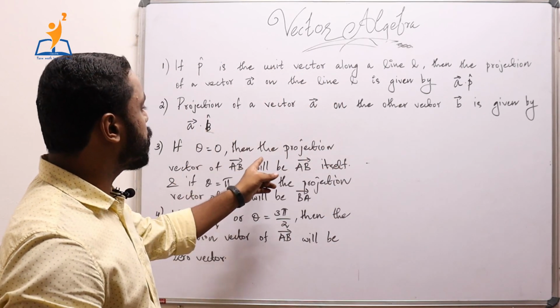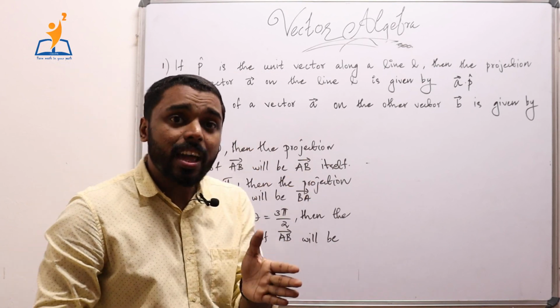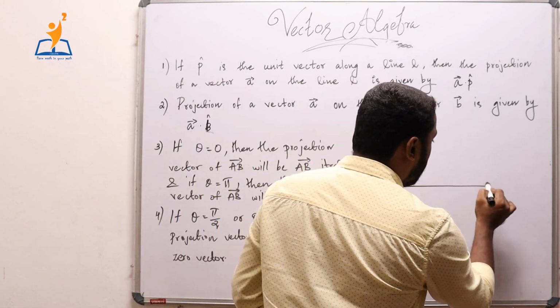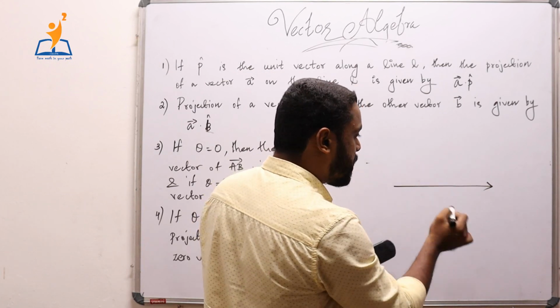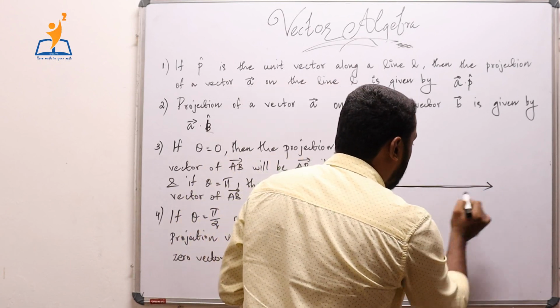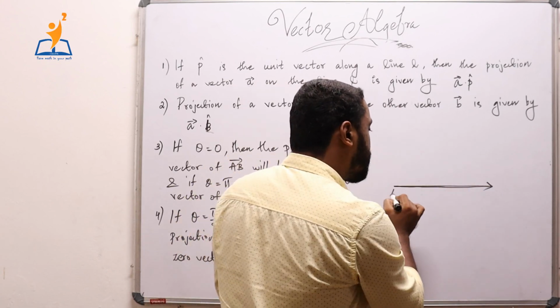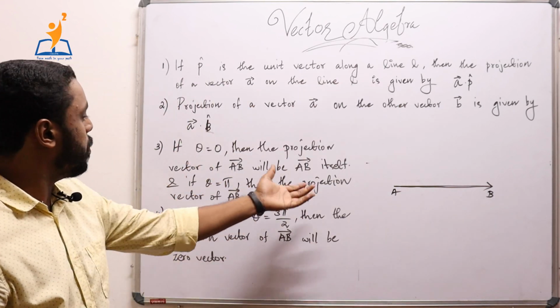If theta equal to 0, then the projection vector of AB will be AB itself. Theta equal to 0 means that if we are given a vector and the vector itself projects onto itself, then theta equal to 0. So the projection of the vector AB projected onto itself is nothing but AB itself. Clear? If theta equal to 0, the projection will be AB itself.